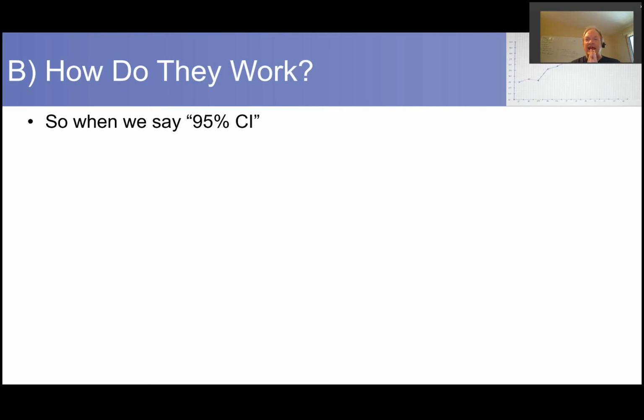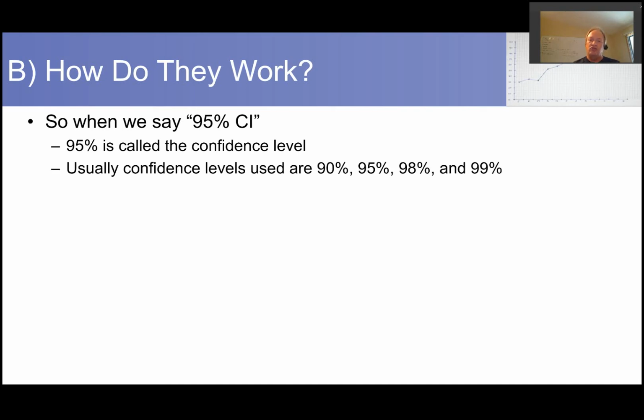Okay, so when we say 95% confidence interval, this 95% has a special name. It's called the confidence level. It's the level of confidence we have. And we're going to come back and interpret what that means. But for right now, just know the term. And just like in hypothesis testing, we had alpha of 1%, 5%, and 10%. Usually for confidence levels, we have values of 90, 95, 98, and 99. You may notice that with the exception of 98, these are the complements, 90, 95, and 99, for alpha in the hypothesis test.